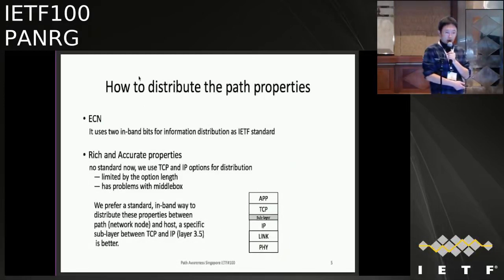Then how to distribute the path properties. ECN uses two in-band bits for information distribution as the IETF standard. But for rich and accurate properties, there is no standard way now. We can only use the TCP and IP options for distribution. But this method is limited by the option length and has lots of problems with middleboxes as well. So we may prefer a standard in-band way to distribute these properties between path and host. A specific sublayer between TCP and IP may be better, like layer 3.5.